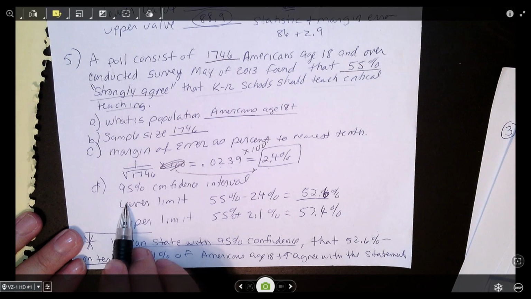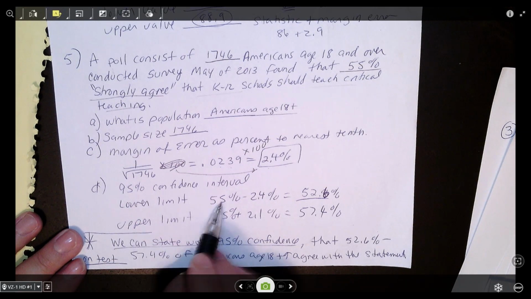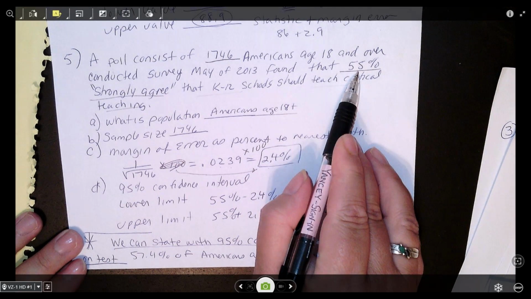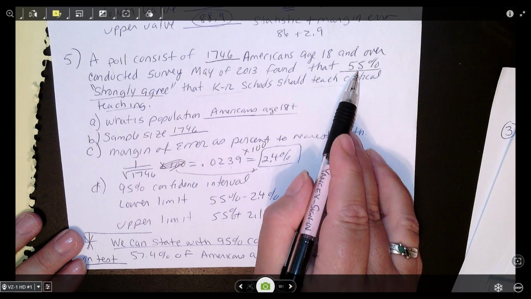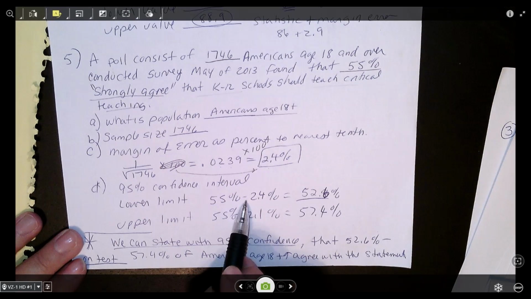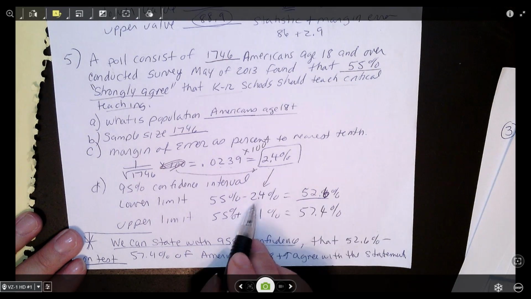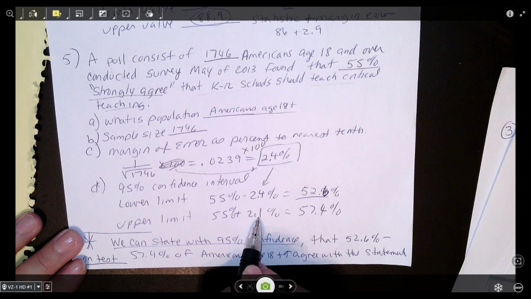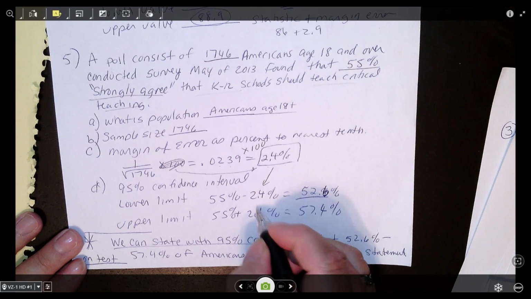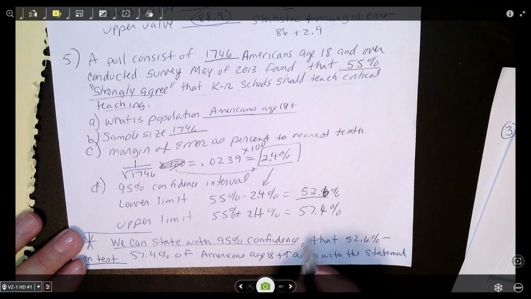And then make the interval. So we go back, get your statistic. It's not 95. That's the confidence level. The results of the poll were 55%. 55 minus your margin of error is 52.6. 55 plus your margin of error, that's a 2.4. Hopefully I added it right. Yep, 57.4.